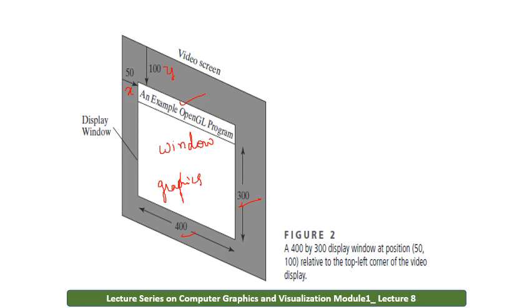You can vary the size and also place the location. If you don't mention these x and y values, by default it will start at the upper left corner. If you specify the position, it will keep the window at that particular location. If you don't mention any position, by default it starts at the top left corner.